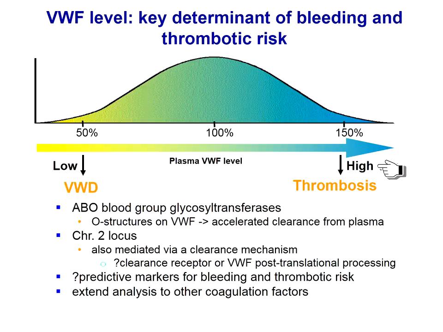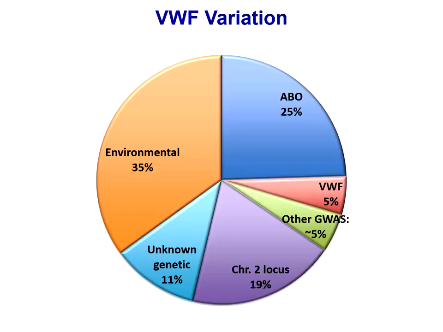ABO is a major effect here, accounting for somewhere around a quarter of the genetic variation in VWF, and this operates through accelerated clearance. And this chromosome 2 locus, which we've recently identified, also appears to be mediated via a clearance mechanism. Though we certainly can't use any of this clinically today, it raises the possibility that these kinds of analyses may someday be useful in predicting bleeding and thrombotic risk. So here's where we currently stand with our understanding of VWF variation, largely determined by genes, ABO being a big component, this chromosome 2 locus a big component, other more minor effects from other genes, and still some that's unknown.